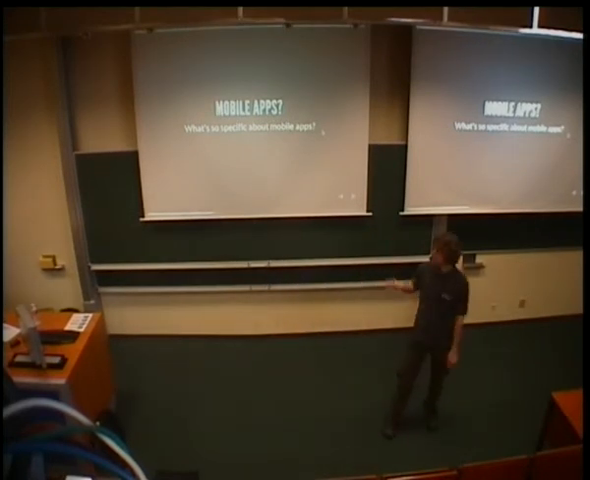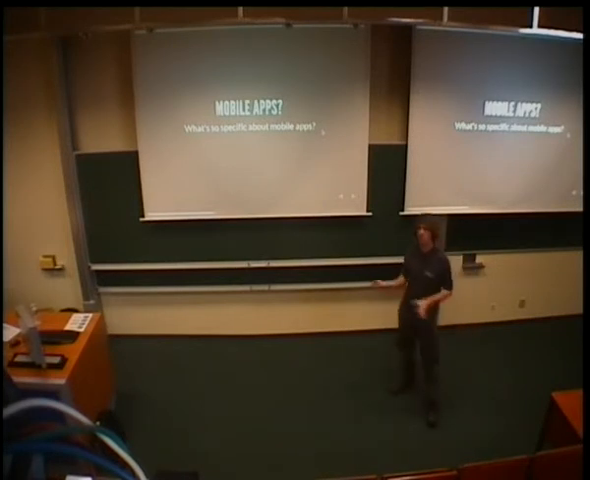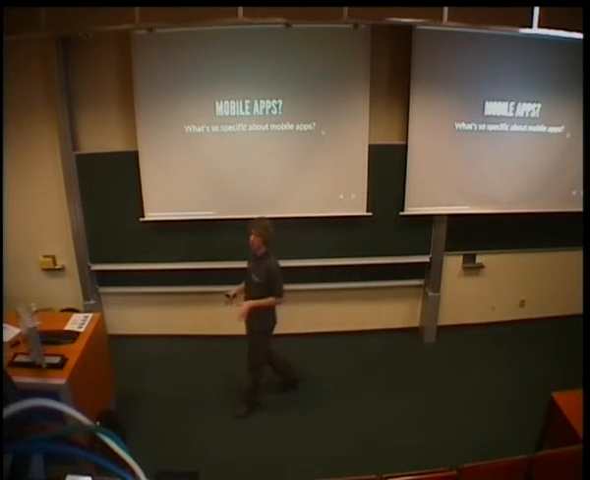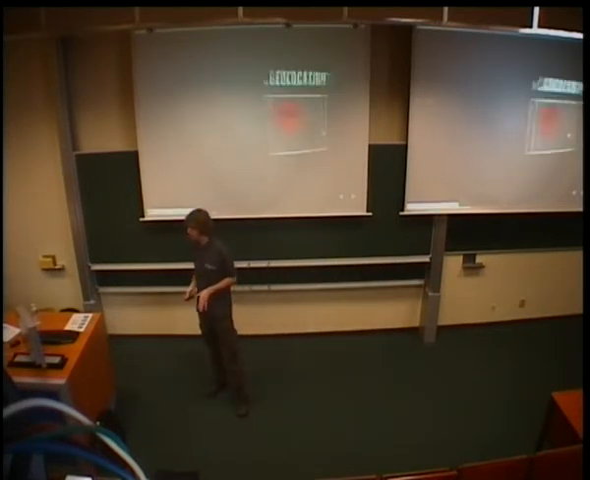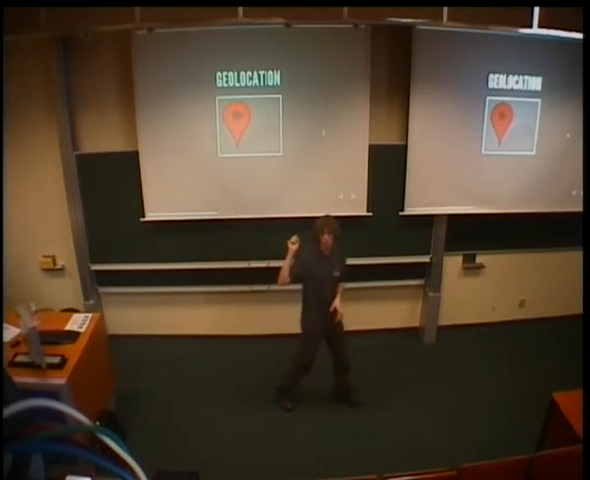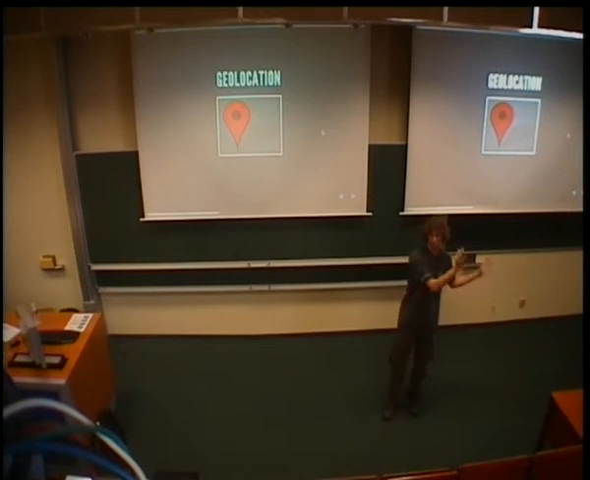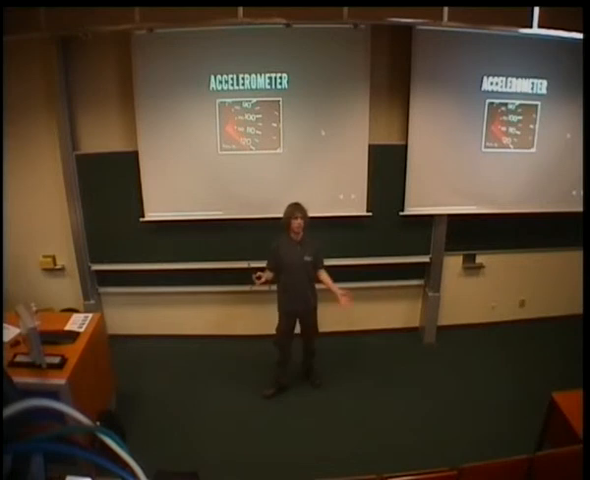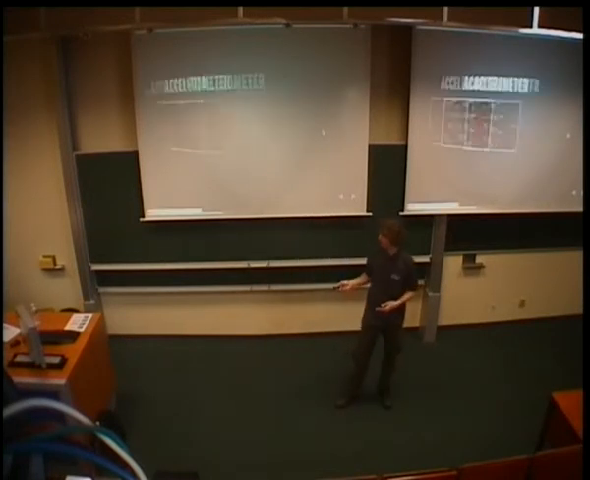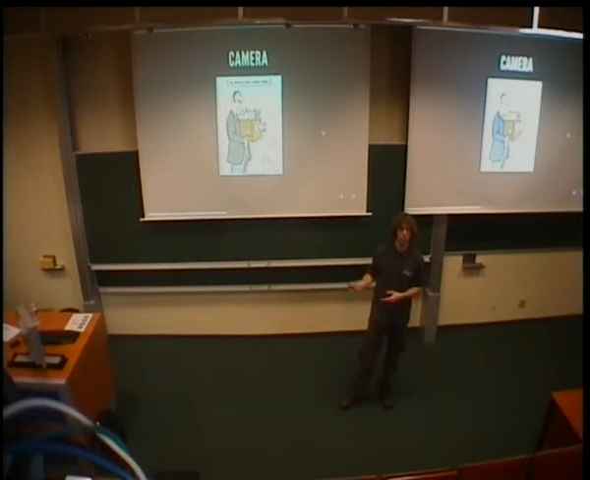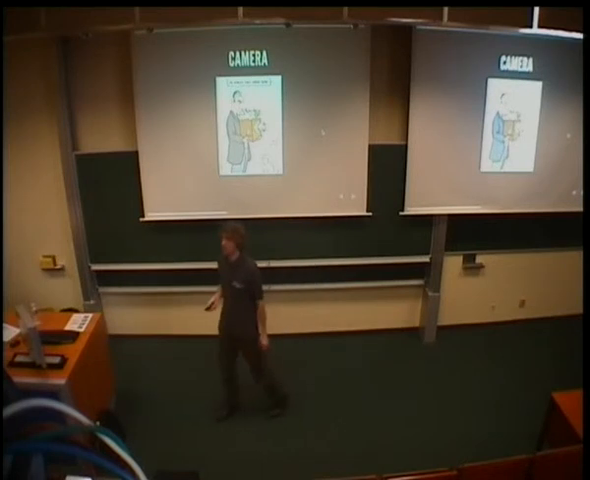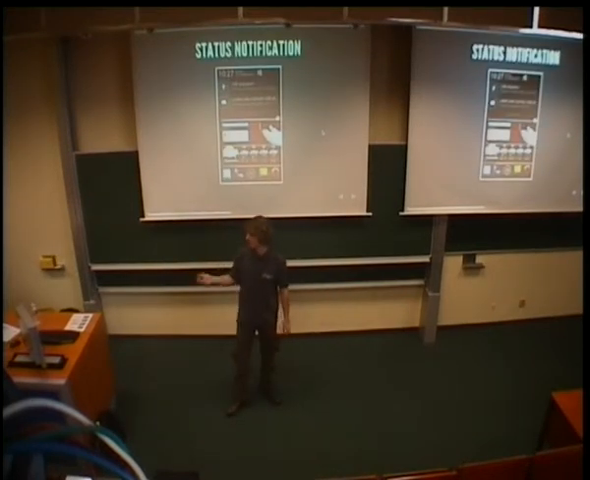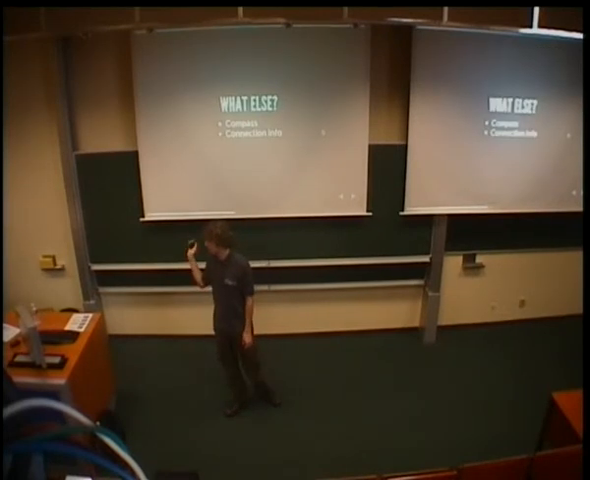Okay, so next chapter, what we want from mobile applications. What are the specifics of mobile applications compared to desktop applications? Well, the first thing that comes to my mind is geolocation. You probably don't run in the city with a desktop. There's an accelerometer for rotating the device. And there's, for example, a camera, but you know, you can have cameras on desktops too. Status notifications, compass, connection info.